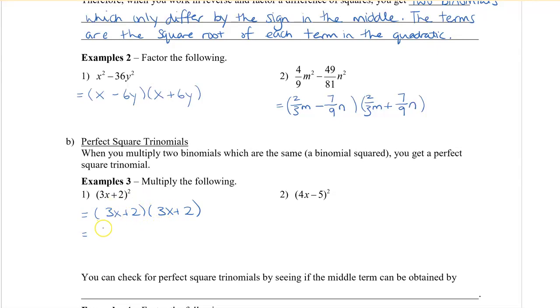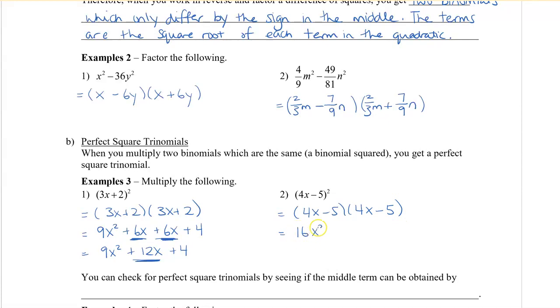So we're going to go 3x times 3x is 9x squared. Get my middle terms, which is 6x plus 6x, and then 2 times 2, I get 4. So here I have 9x squared plus 12x plus 4. So notice where this middle term comes from. The 12x is from adding two of these which are identical. Okay, let's take a look at one with a minus. So I'm going to rewrite this out so that there are two of them first.